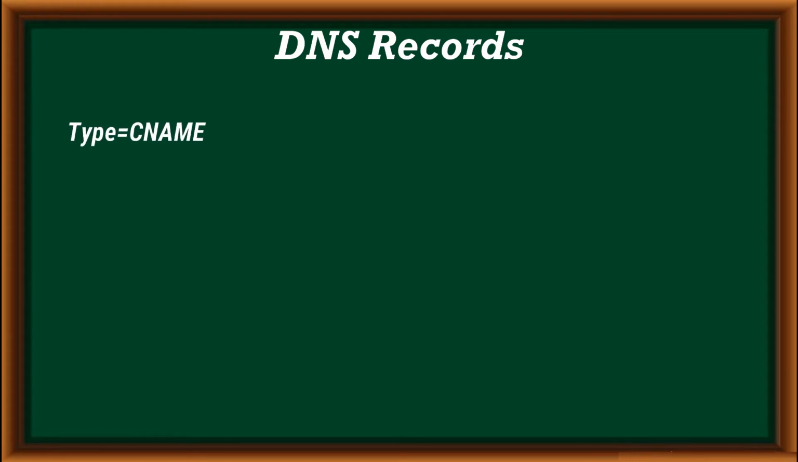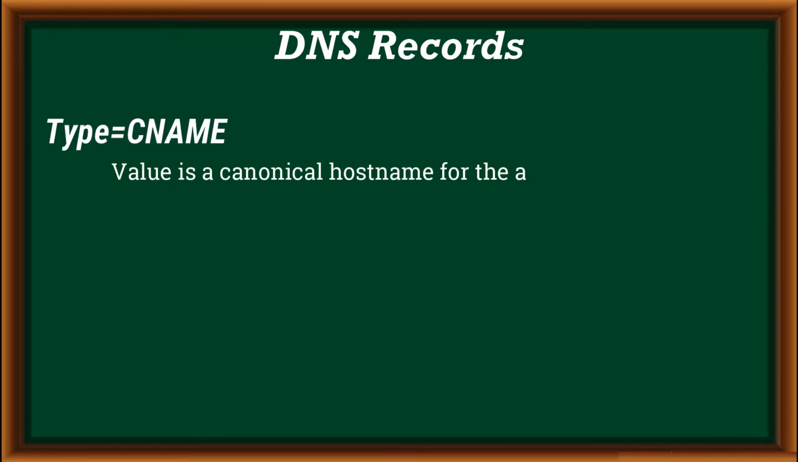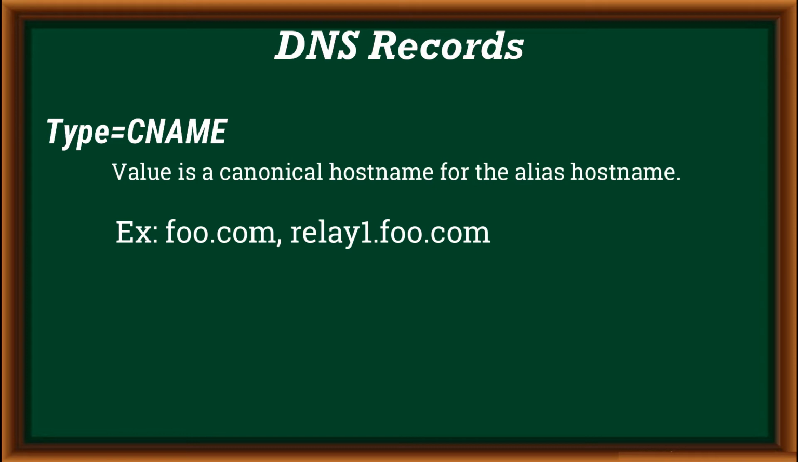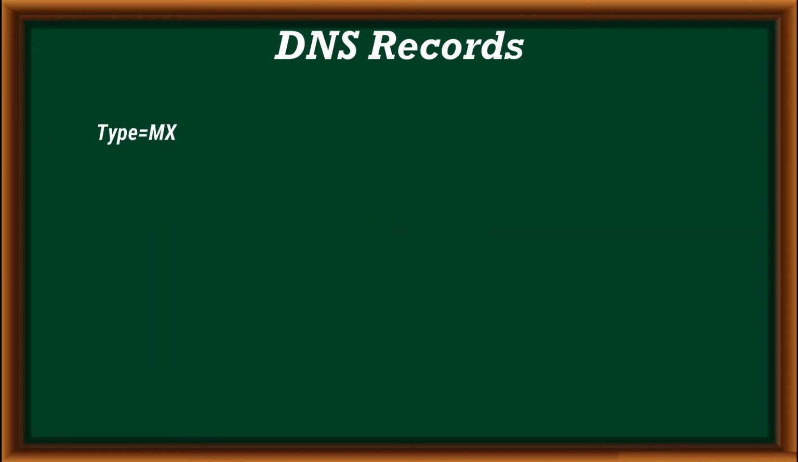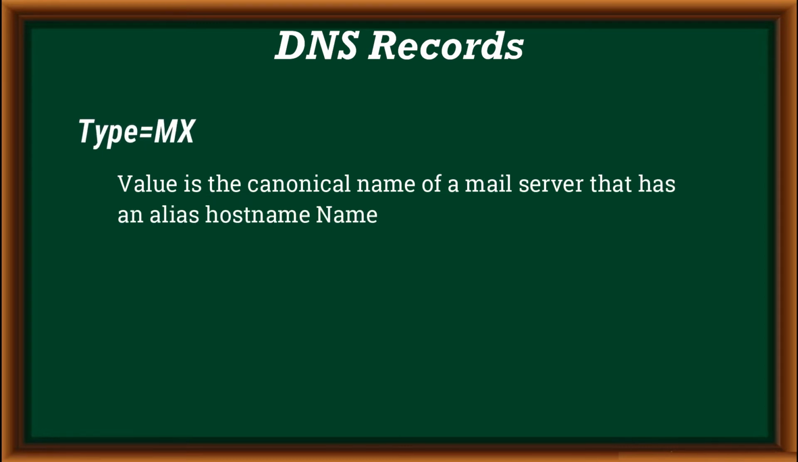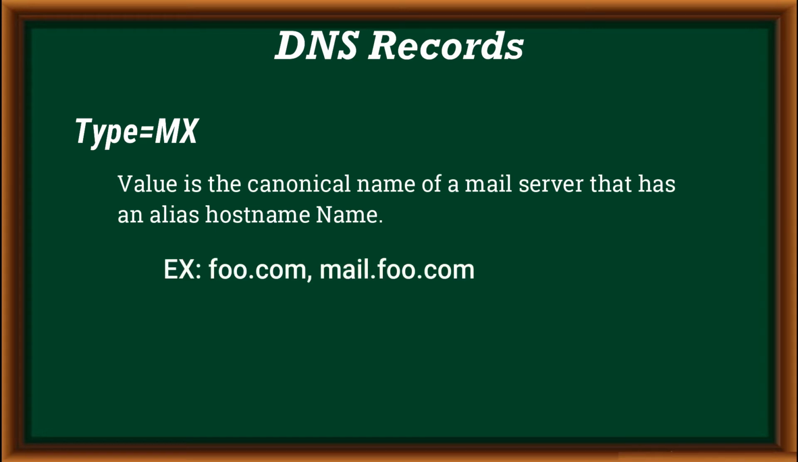If type is equal to CNAME, then value is a canonical hostname for the alias hostname. This record can provide the querying host the canonical name for a hostname. As an example, foo.com, relay1.foo.com is a CNAME record. If type is equal to MX, then value is the canonical name of a mail server that has an alias host name. As an example, foo.com, then mail.foo.com is an MX record. So these are the DNS records.